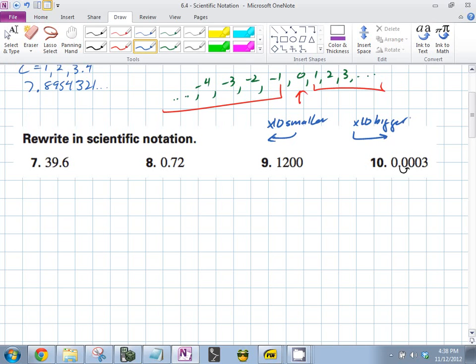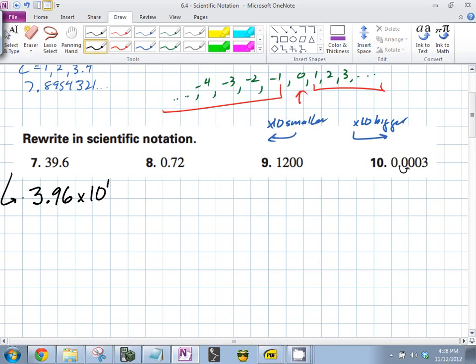And you can do that as many times as you need until you get a C value between 1 and 10. So let's move this decimal place 1 to the left, 3.96. We just made the number 10 times smaller, so to make the overall expression equal the same thing we started with, you're going to multiply by 10, and the invisible power is 1. These two are equal, except one is written in scientific notation, the one on the bottom.